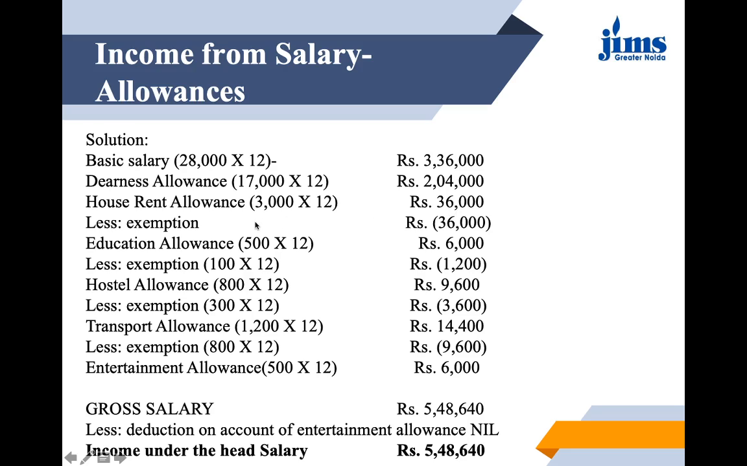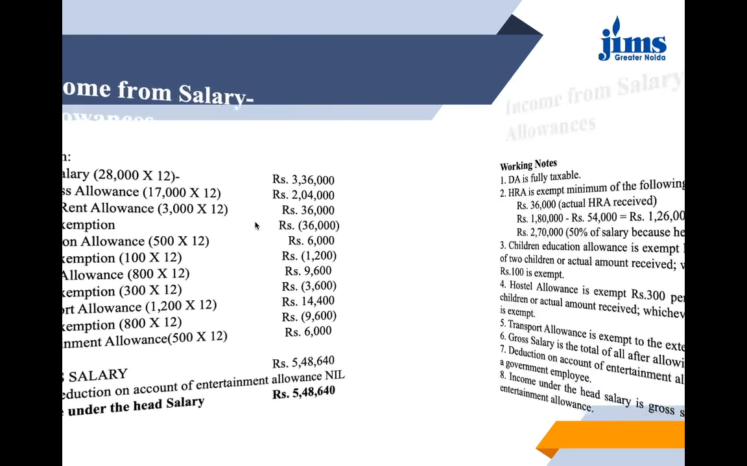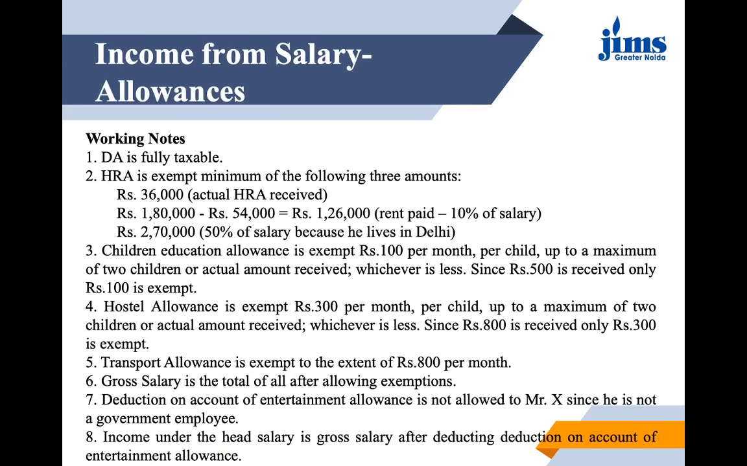Now let us see the exemption, how that exemption is being calculated. I have given certain working notes here. DA is fully taxable, that we have discussed before as well. Then HRA. You know that you have three points for that. Whichever is the minimum is given as exemption. First is the actual HRA received. In this case it is 36,000.